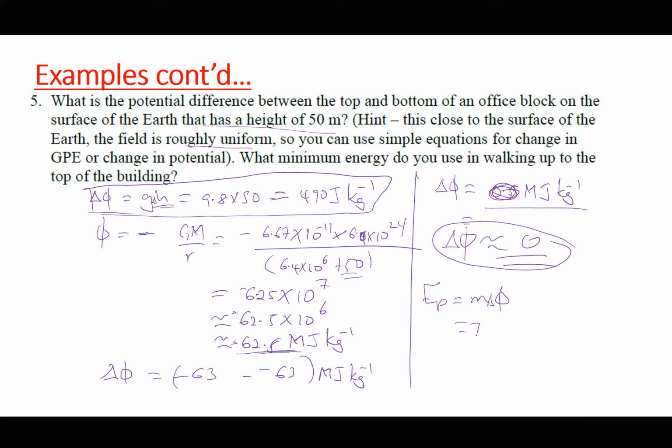Let's say you are 70 kilograms times the change in potential, which is approximately 490, if I'm using the Earth as a reference point. In this case, you will need about, pressing my calculator, 7 times 49, 2.9 times 10 power 4 joules.